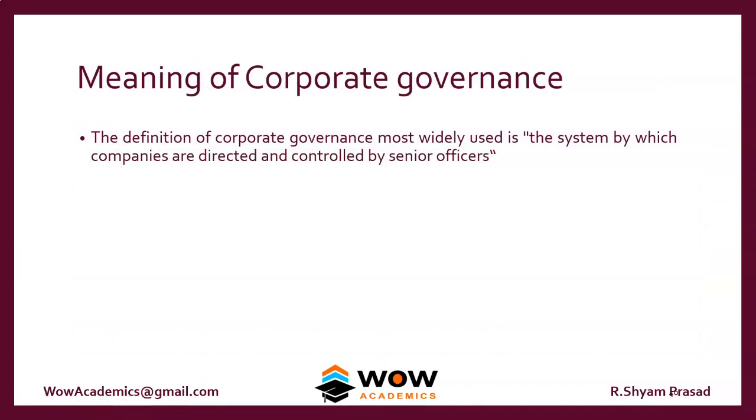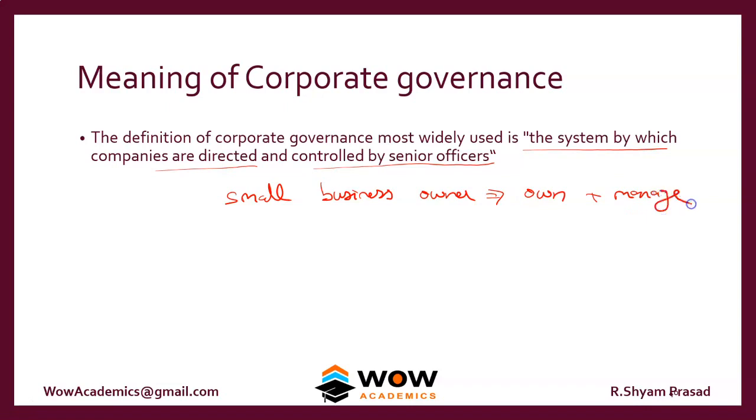So here we'll discuss corporate governance. Corporate governance is a system by which the company is directed and controlled by senior officers. We don't need to think a lot about corporate governance. We have to think in terms of how finance and corporate governance are linked. So that is our element here. See, if you're a small business owner, you own the company plus you manage the company. If you are a part of a company, you are a shareholder. The shareholder is the owner of the company and there is a CEO. The CEO is the manager of the company.